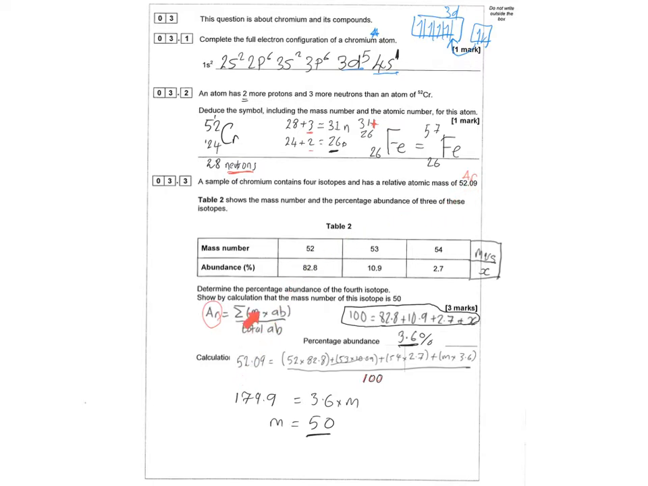And then the first mass is 52 times its abundance, 52 times 82.8. We then add that to the next isotope, which is 53 times its abundance, which is 10.9. Added to the mass of the next isotope, which is 54 times its abundance, which is 2.7. Added to the mass of the next isotope, which we don't know, times its abundance, which is 3.6. Divide all that by 100.